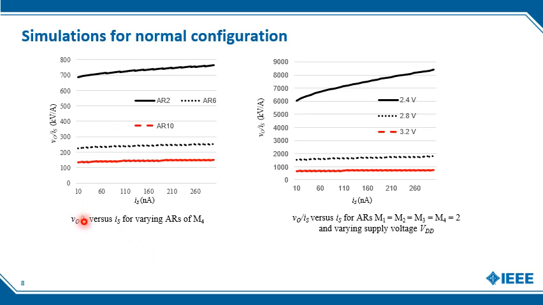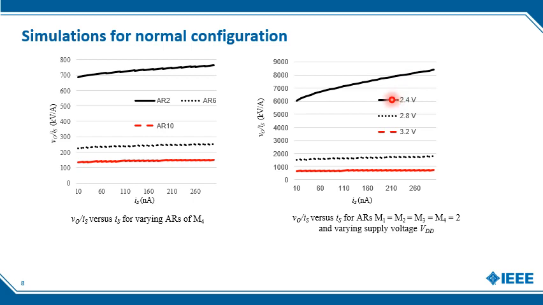Now, the transfer resistance gain as the current source current varies, the photon generated current, for varying aspect ratios of M4, where M1, M2, and M3 are equal to 2. We've found that by increasing the aspect ratio, the gain decreases, as one can see here, aspect ratio 2, 6, and 10. Then when M1, M2, M3, and M4 are equal to 2, and varying the supply voltage, we found that by increasing the supply voltage, the gain decreases.